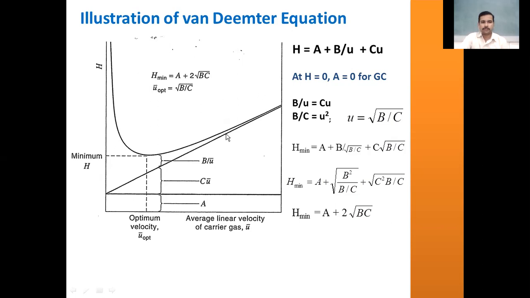So that is how H varies with respect to mobile phase velocity. Next, H is equal to Cu. If you increase the mobile phase velocity, the mass transfer of the solute into the stationary phase as well as the mobile phase will also become more, and hence the value of H keeps on increasing linearly. This line illustrates how H varies with increased mobile phase velocity. As you increase the mobile phase velocity, the height of the theoretical plate will also increase linearly.